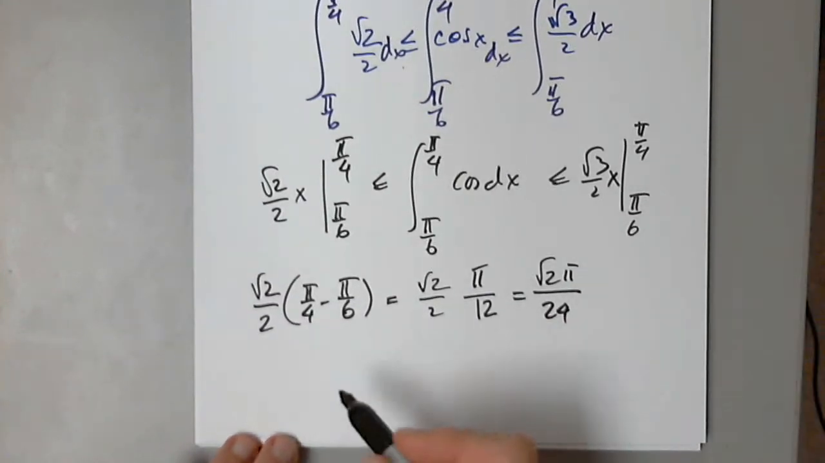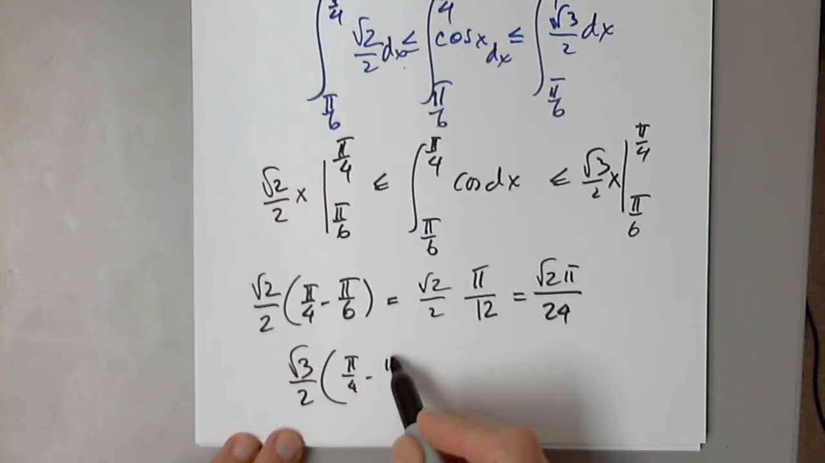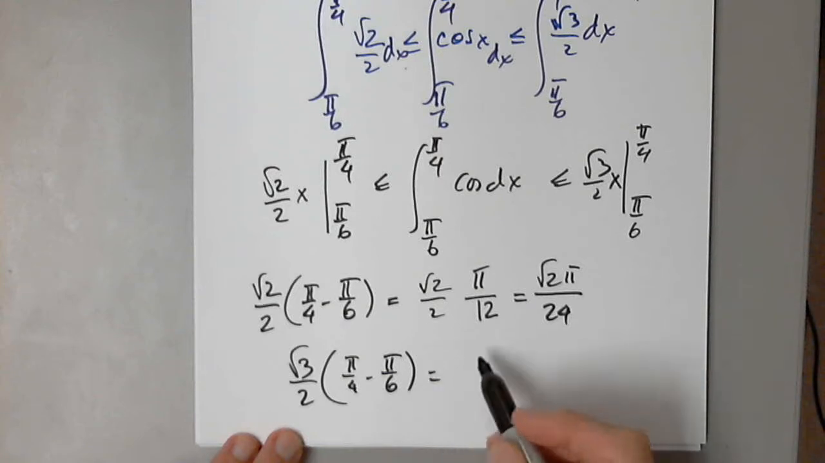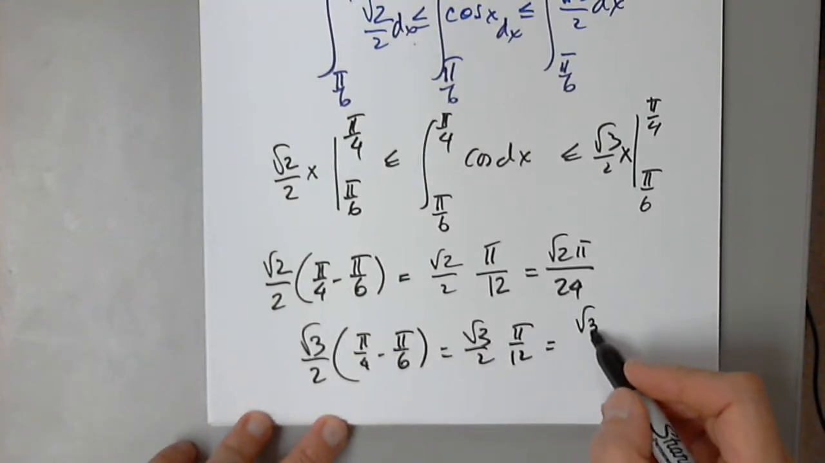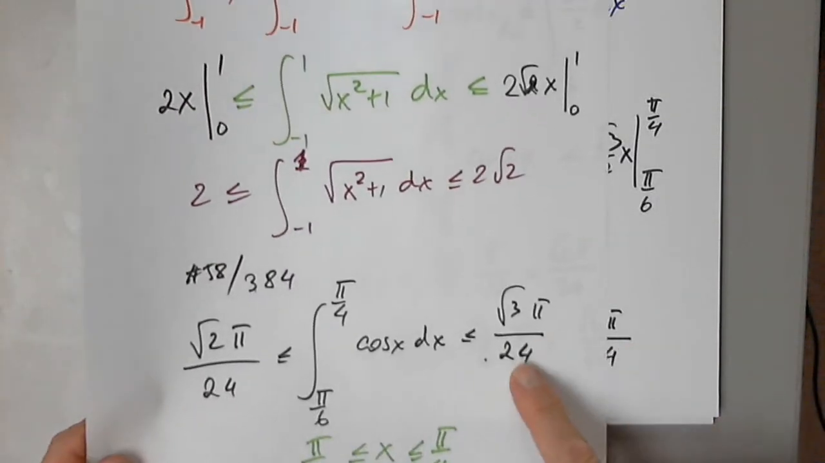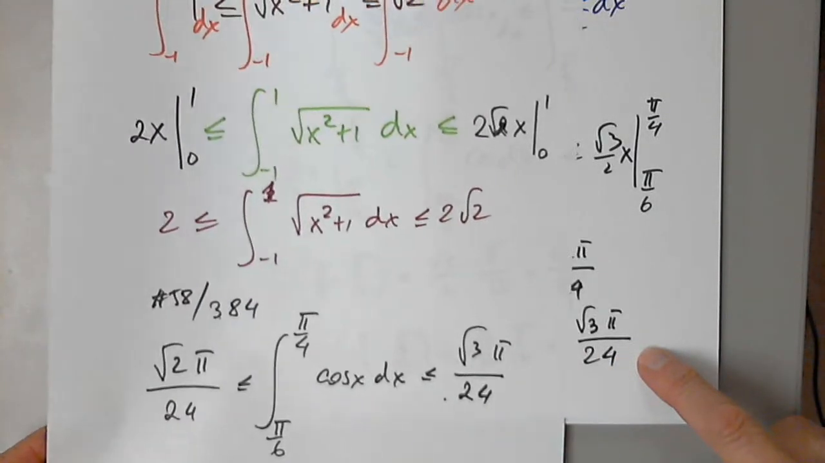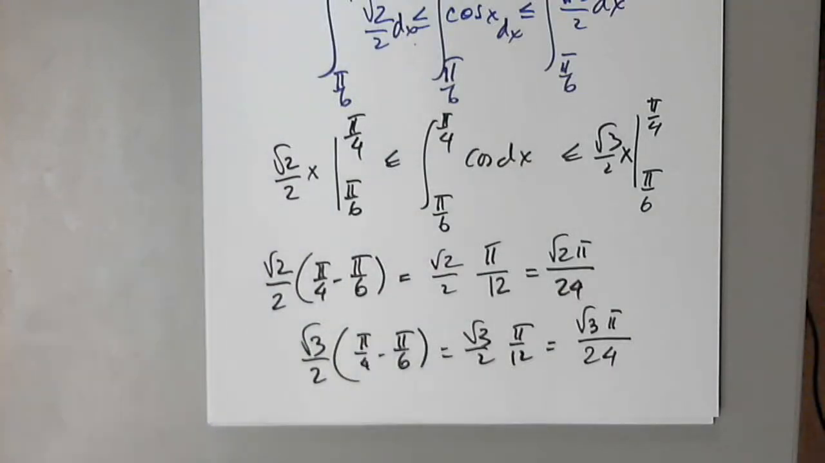And now the right piece, the square root of 3 over 2, still pi over 4 minus pi over 6, still the square root of 3 over 2 times pi over 12, and then the square root of 3 pi divided by 24. And going back, where is my first page? Right here. So this is indeed the square root of 3 pi over 24. And the other one is indeed the square root of 2 pi over 24.